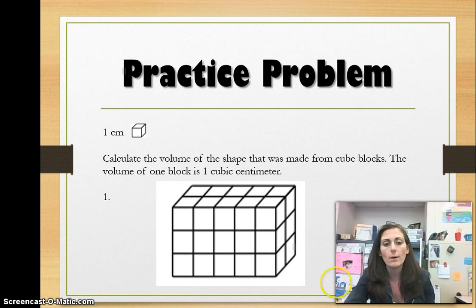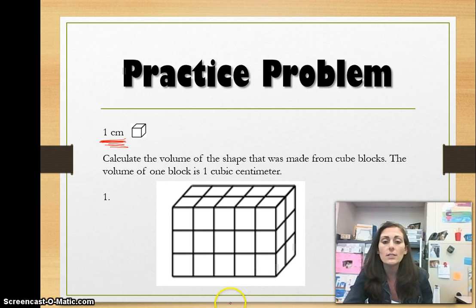So here's our practice problem. Remember, each cube is going to be 1 centimeter. So this is telling us our unit of measurement, which is important when you go to write your answer to your practice problem. Please make sure you're labeling it with the same unit of measurement. Calculate the volume of the shape that was made from the cube blocks. The volume of one block is 1 cubic centimeter.